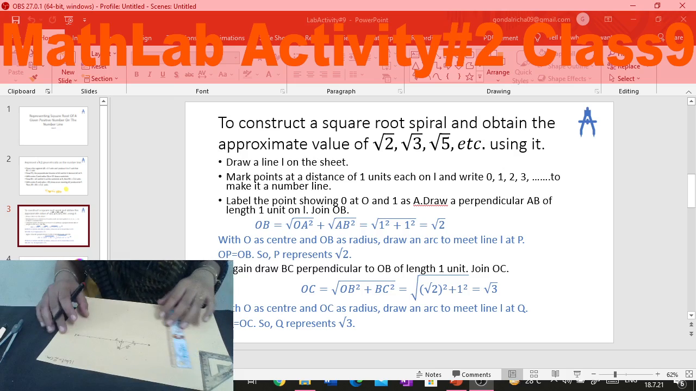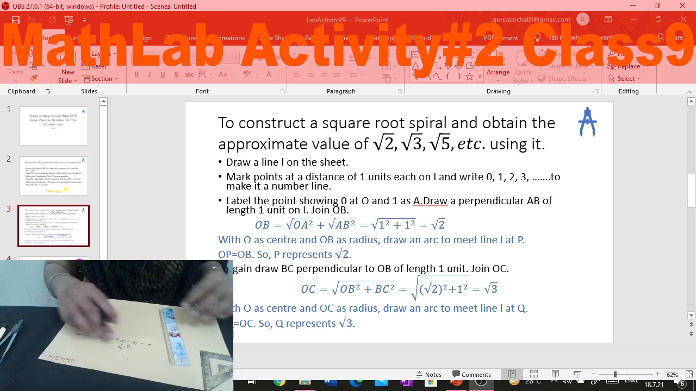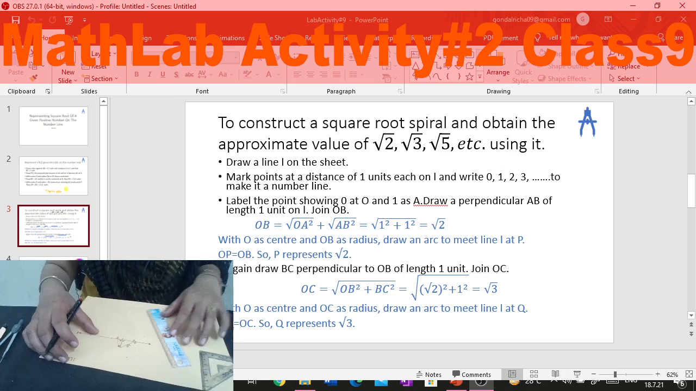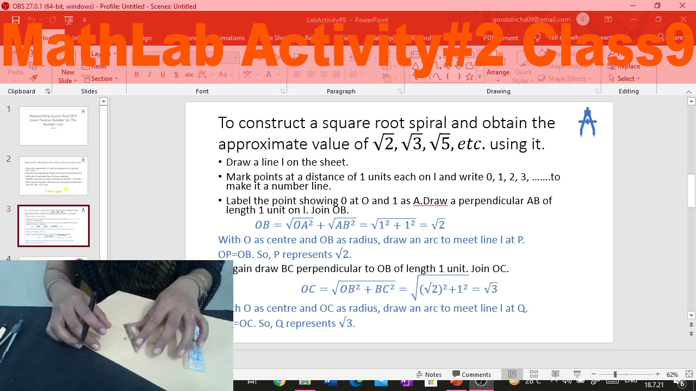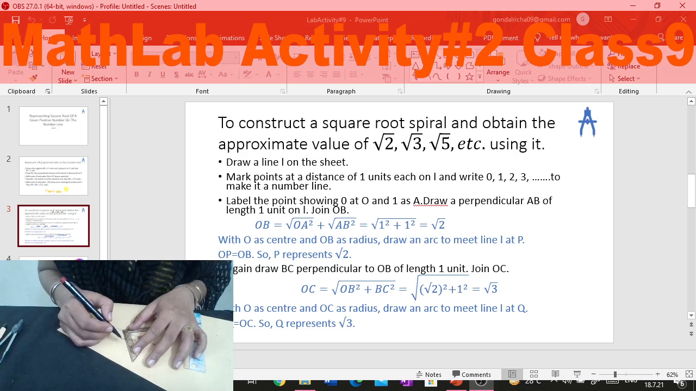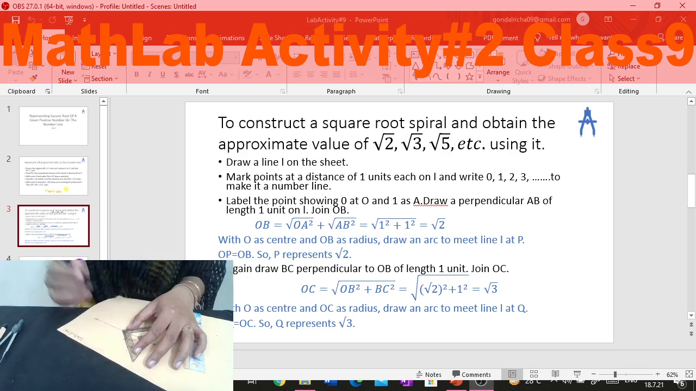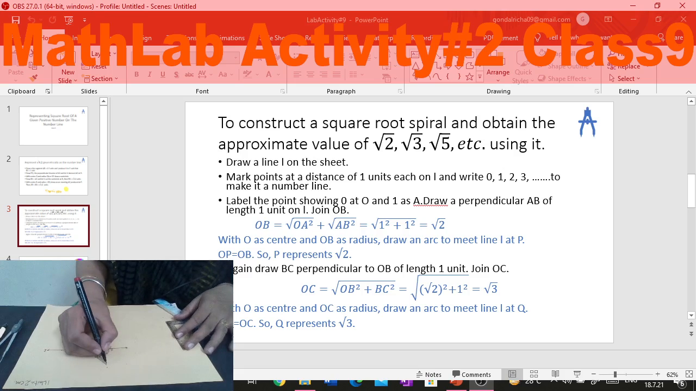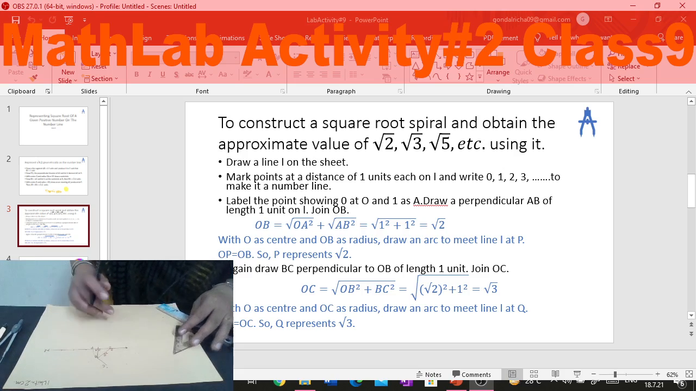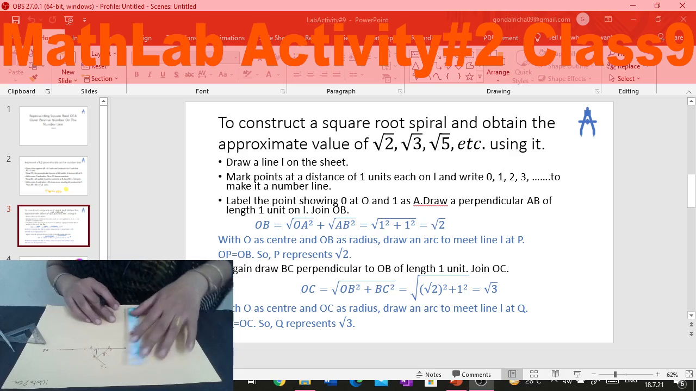Now similarly, moving in this fashion, at point B we will draw a perpendicular which is again of 1 unit, that is 2 centimeters here. So again I am going to draw a perpendicular at point B of length 2 centimeters, like this, and mark this point as C. Now I am going to join OC.